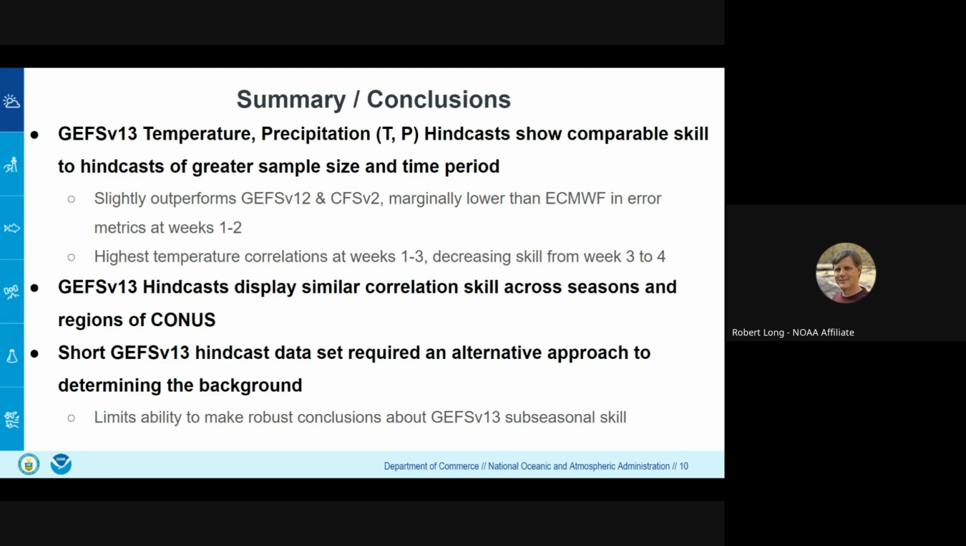So the key takeaway from all this is that we're cautiously optimistic that GEFS-13 hindcast can improve probabilistic forecasts of hazards such as drought, which Hylon referenced in her talk yesterday, as well as extreme rainfall events on a subseasonal scale. So thank you very much.